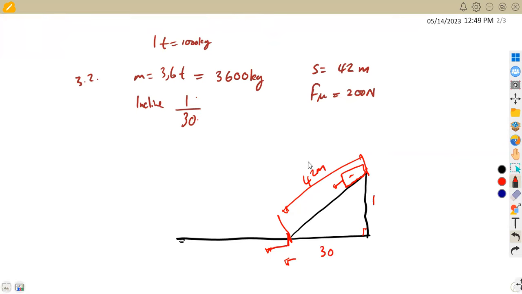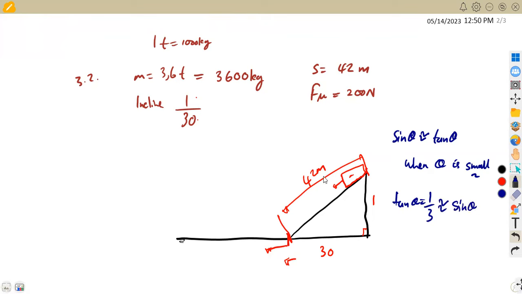So what I need you guys to understand is that whenever you are given an incline, the tan of theta and the sine of theta approximate to each other when theta is small. When theta is small, the sine of theta approximates to the tan of theta. So where there is a need for you to apply the tan of theta, which is equivalent to the angle, which is equivalent to the incline of 1 in 30, we can approximate that to the sine of theta also.